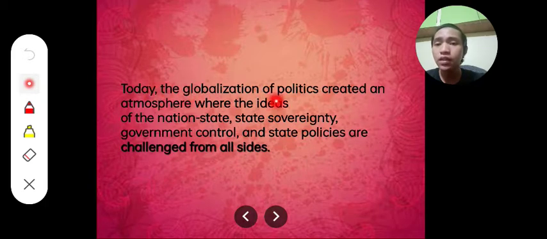And today, globalization of politics created an atmosphere wherein ideas of the nation state, state sovereignty, government control, and state policies are challenged from all sides. Challenged from all sides, it is because from our previous slides, it is being tackled that there is an allying and a competing system.